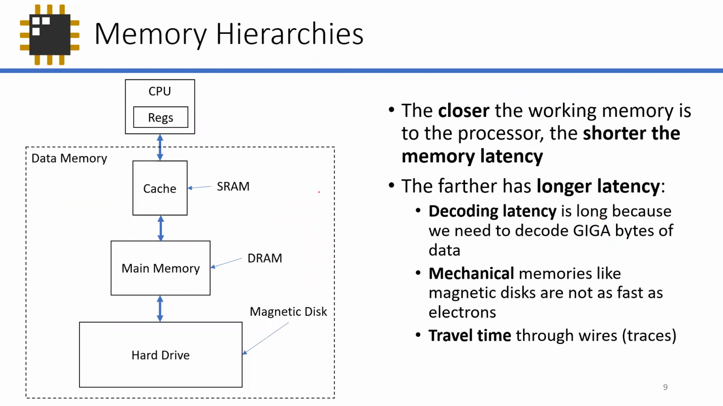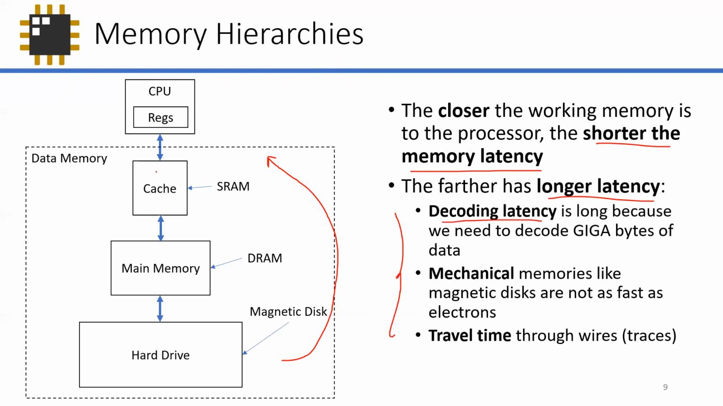Now, going back to our memory hierarchies, so much for the circuit stuff. It's important, but it's not part of our curriculum right now. It's more of a circuits class. But here's one very important thing that you have to know. In this memory hierarchy, as I mentioned earlier, the closer you are to the CPU, the shorter the memory latency. In other words, accessing data is very, very fast. The farther you are, the longer the latency, due to many things. Particularly 3 major things.